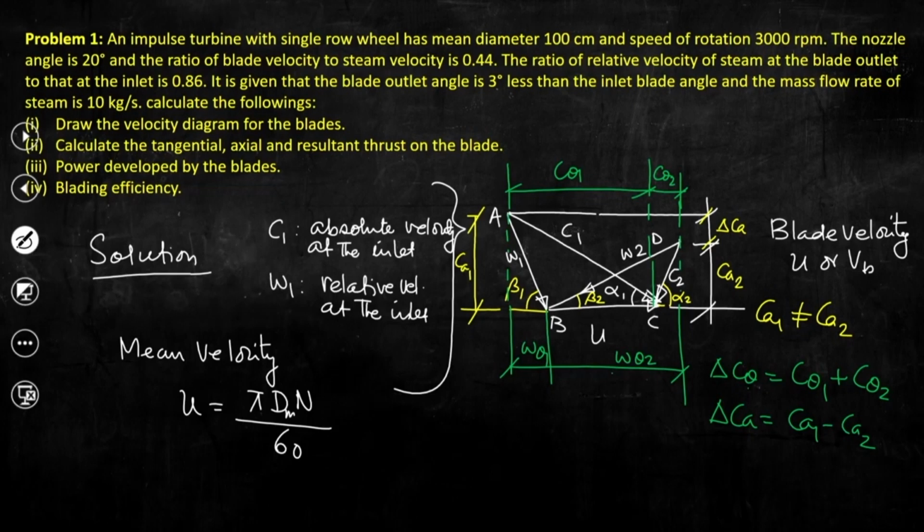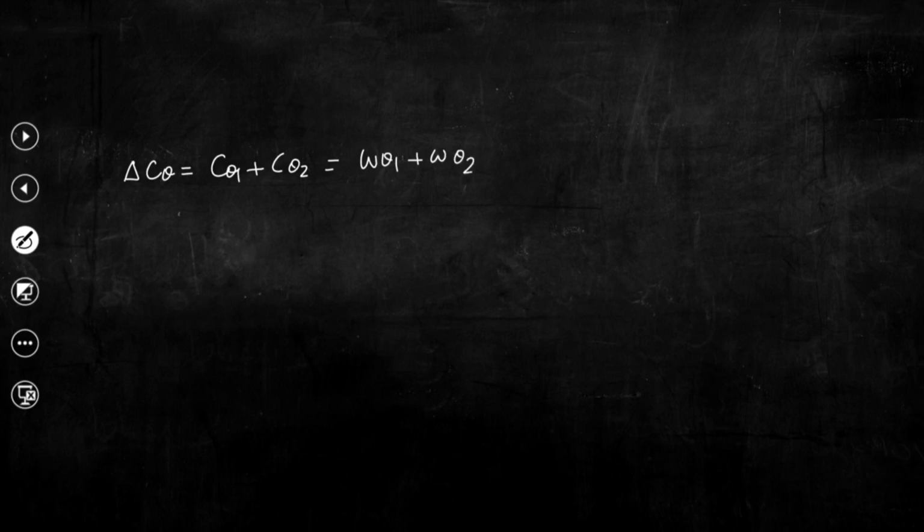Now, two relations will be used today. One is, if we look at what delta c theta is, delta c theta is equal to w theta 1 plus w theta 2, which we can see from the geometry. This is as good as c theta 1 plus c theta 2. So, delta c theta equals c theta 1 plus c theta 2, which is equal to w theta 1 plus w theta 2 as well. We will be using this, because essentially you have to calculate delta c theta for the tangential thrust.